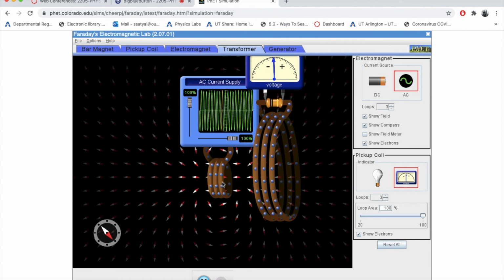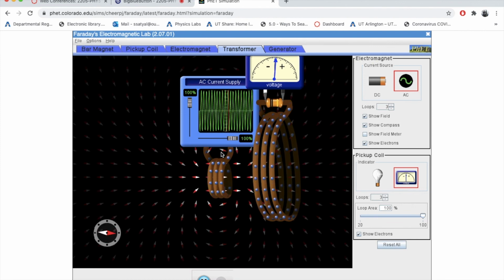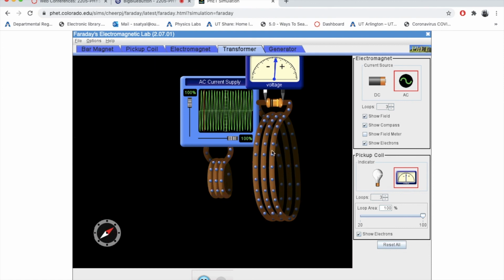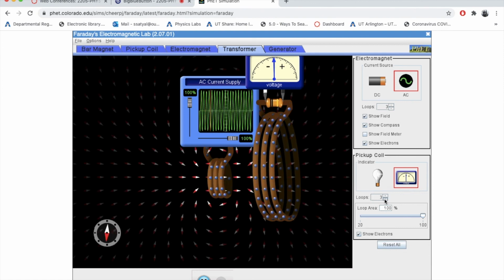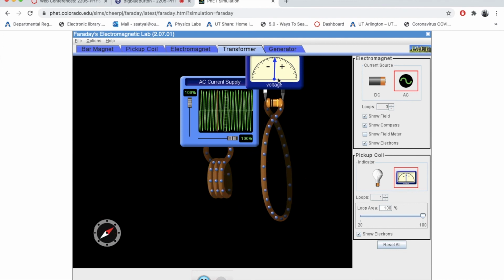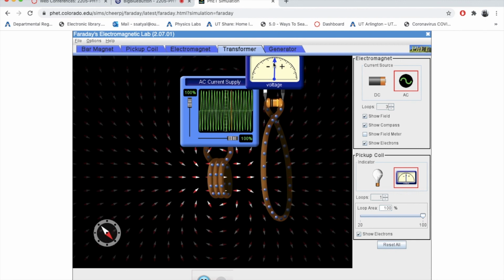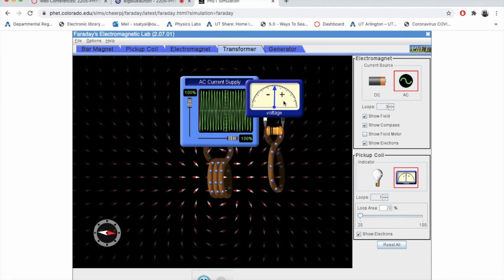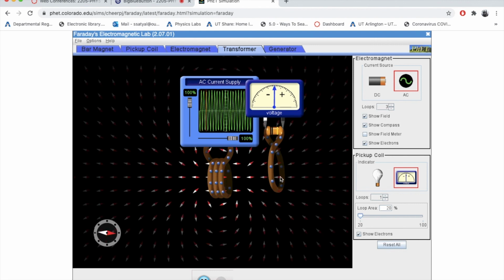So in that case, to reduce the EMF, it's taking 120 volts in the primary coil, and as EMF is induced in the second coil, we can reduce the area, or we can significantly reduce the number of turns, and you see the voltage has reduced. This EMF here is bigger than this. I can even reduce the loop area. So you see the voltage has significantly reduced.